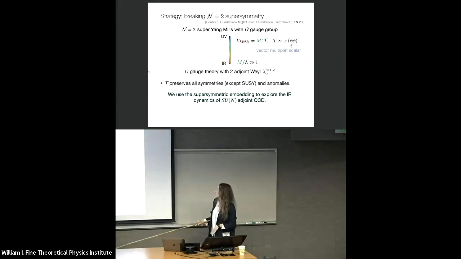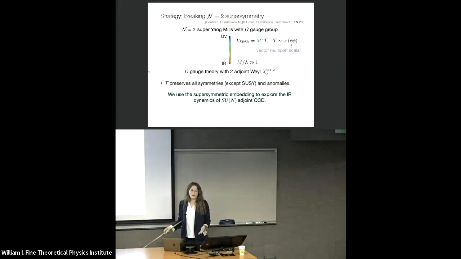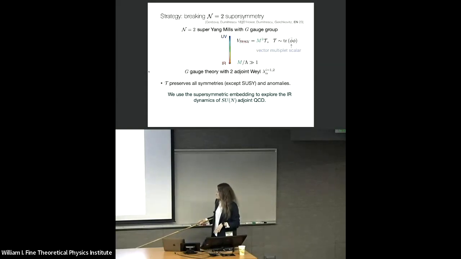So for example, I said that NF equals 2 adjoint QCD has this SU(2) chiral symmetry. This is of course just the SU(2)_R symmetry of the upstairs N equals 2 theory. Similarly, my discrete chiral symmetry is the U(1) part of the R symmetry of the upstairs N equals 2 theory.